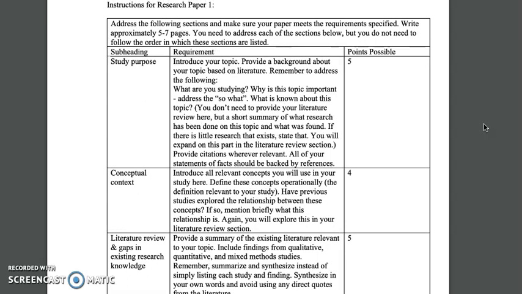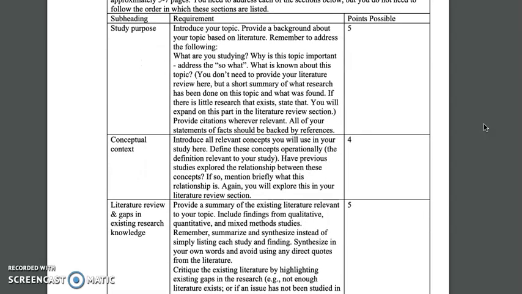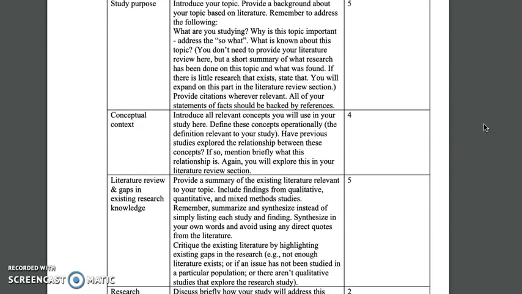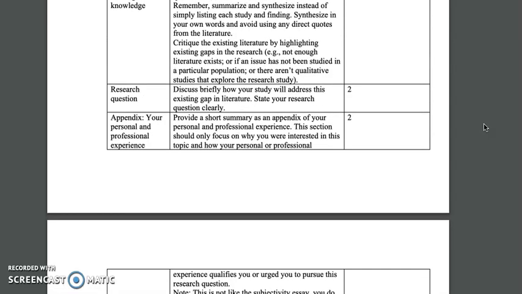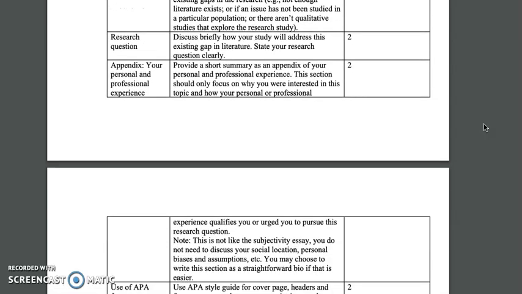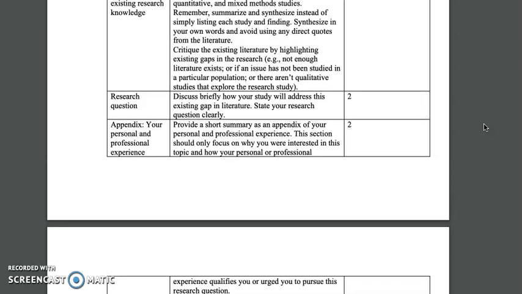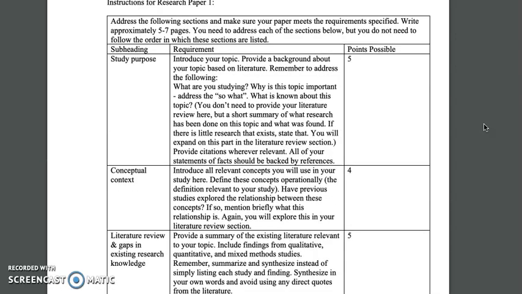So the total length of the paper should be about 5 to 7 pages. But make sure that in those 5 to 7 pages, you are addressing each of these sections: the study purpose, the conceptual context, literature review and gaps in existing knowledge, the research question, and then finally an appendix, which is your personal and professional experience. And I will delve into each of these.